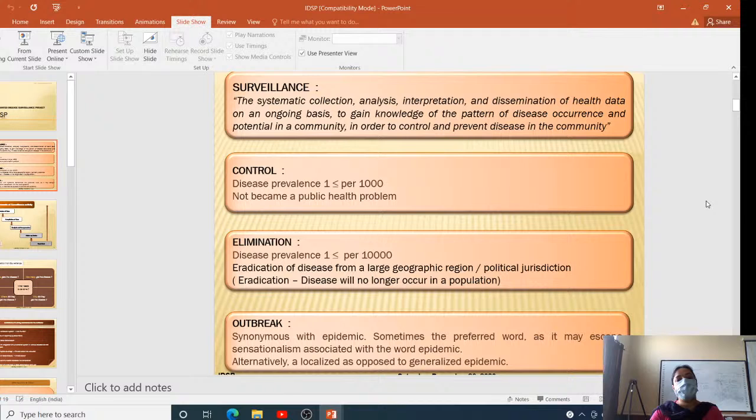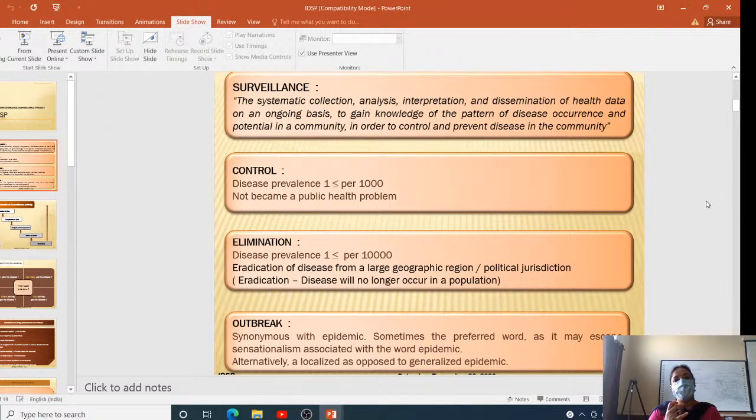Eradication is a greater term, which means that the disease has been removed from a larger geographical region or a region of political jurisdiction. Let us say the country of India or the country of United States. So the disease has been totally eradicated or wiped out from the country, and there is not even less than one prevalence. So the disease will no longer occur in that particular population. That is signified by the term eradication.